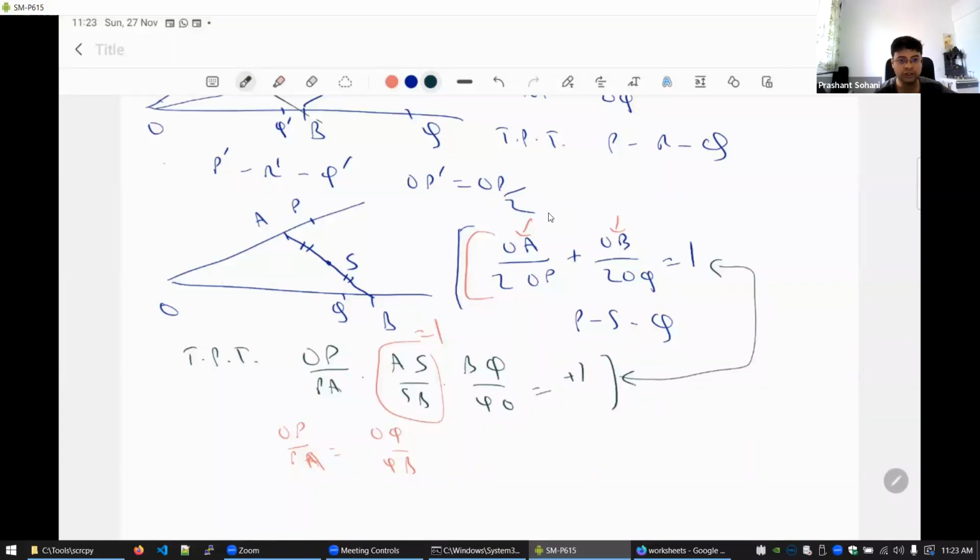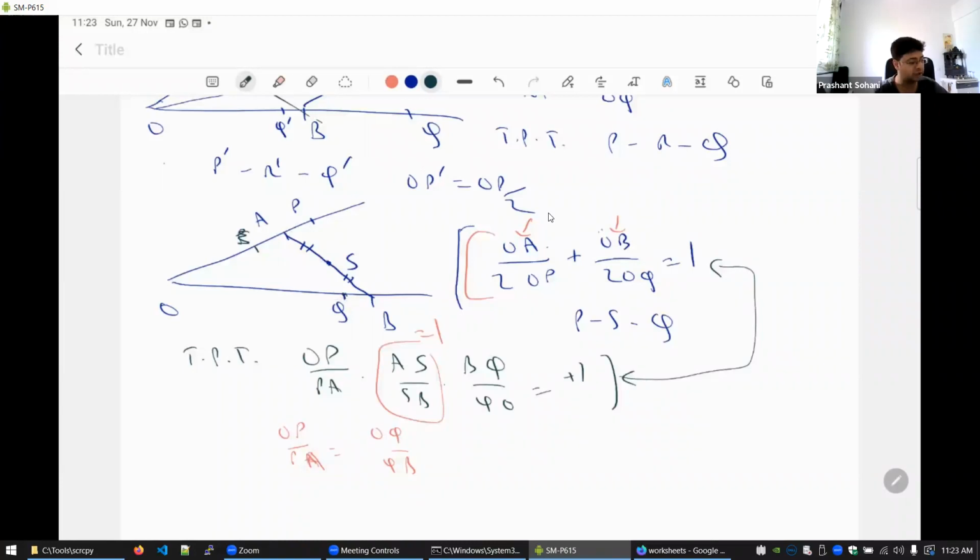Actually, it's not hard to show that if P and Q are both inside, right? You cannot have a picture like this where P, Q are both on the same side because then what will happen? Both of these ratios, their sum will be greater than 1. So therefore, we necessarily require a picture where 1 point is outside and 1 point is inside. So I think without loss of generality, you can consider this picture.